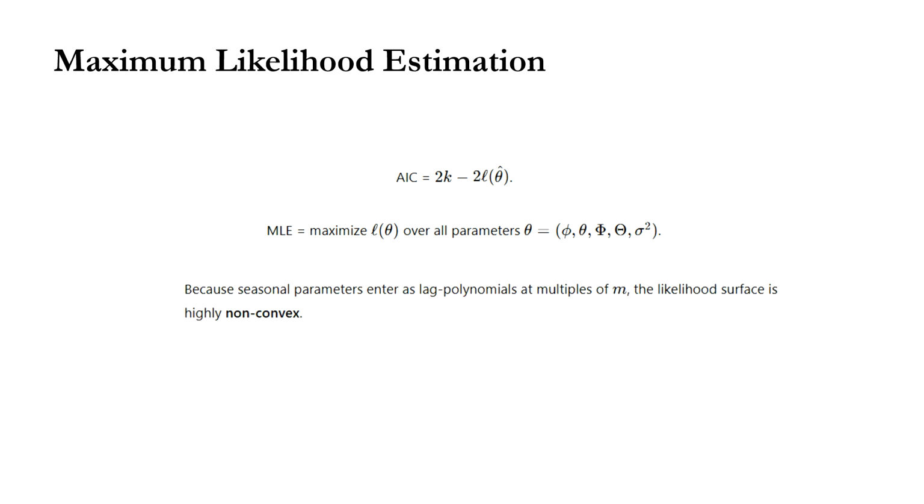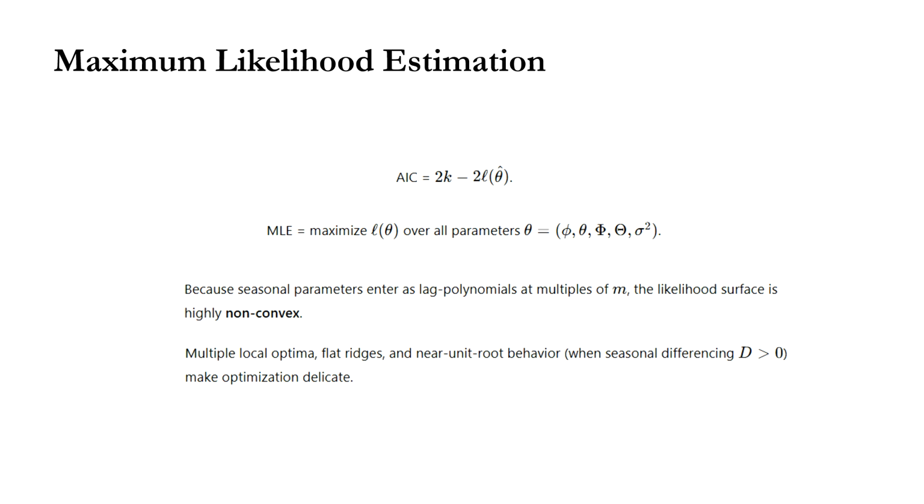Because seasonal parameters enter as lag polynomials at multiples of m, the likelihood surface is highly non-convex. Multiple local optima, flat ridges, and near unit root behavior when seasonal differencing d is greater than 0 make optimization delicate. So I just want to talk briefly about unit roots.